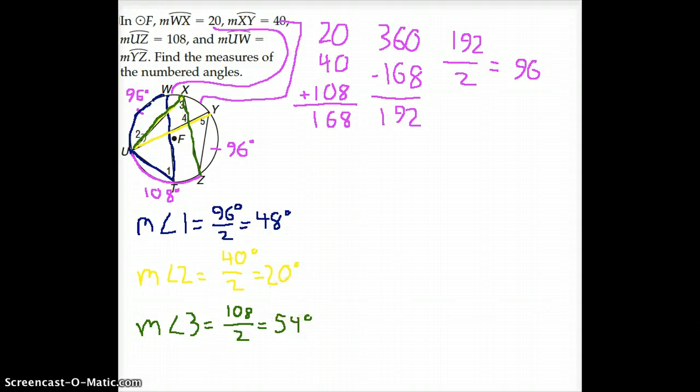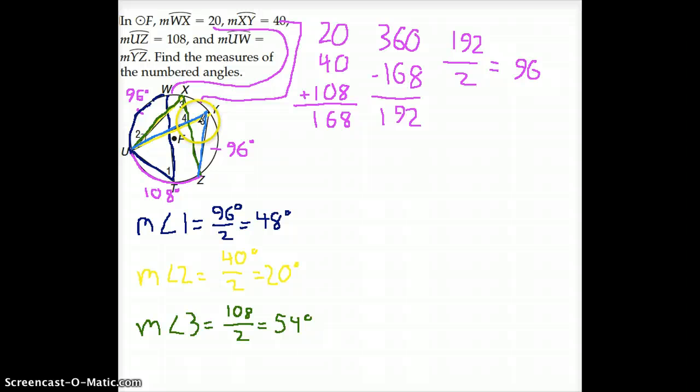Now something we want to notice, we'll come back to angle 4 in just a second, but if I look at angle 5, let's get a nice light blue here. Again, here's my vertex for angle 5, vertex on the circle, so it's an inscribed angle. And I trace that out, it goes to U, and it goes to Z. So angle 5 goes to the same arc as angle 3.